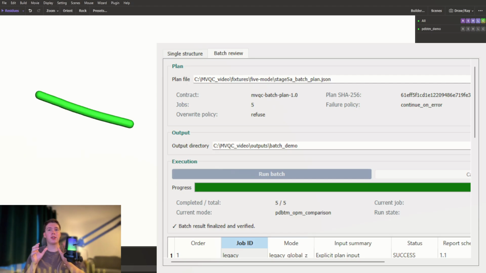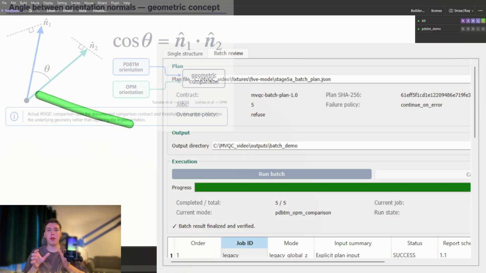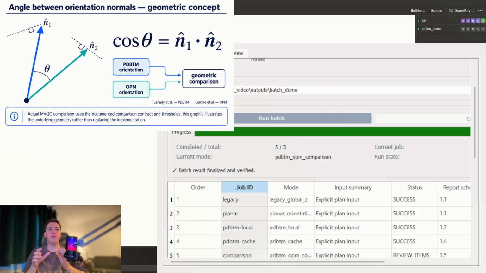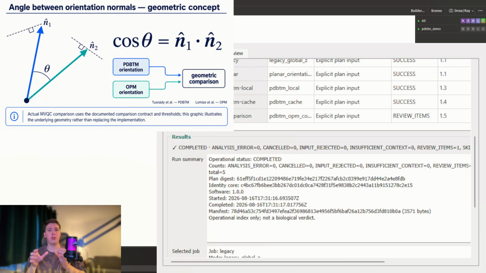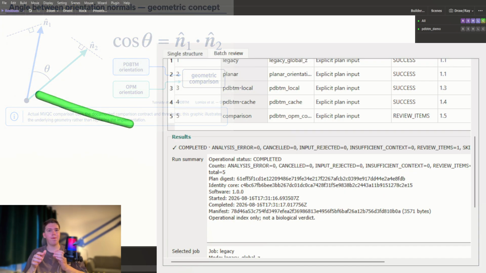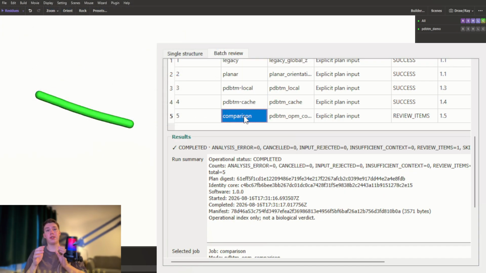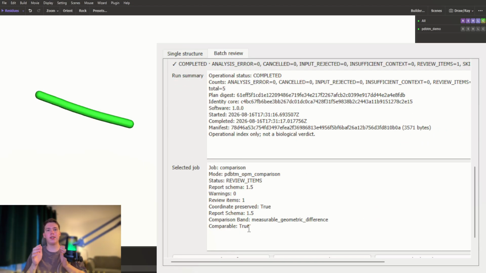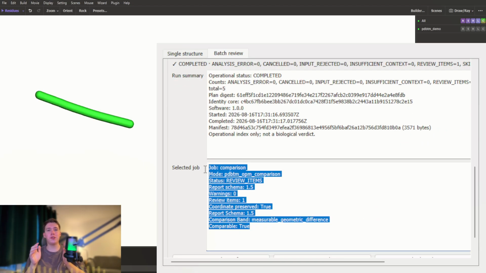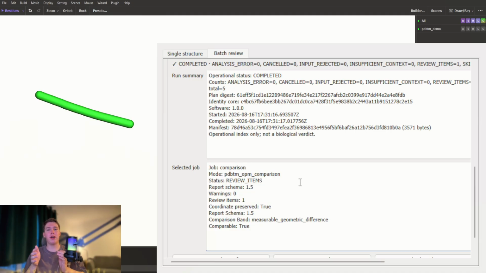Another batch compares orientations from PDBTM and OPM. OPM is a separate resource that provides spatial arrangements of membrane proteins relative to the lipid bilayer. And this is where wording matters a lot. Membrane Visual QC does not ask which database is better. It asks, can these 2 orientations be compared geometrically, and if so, how different are they?